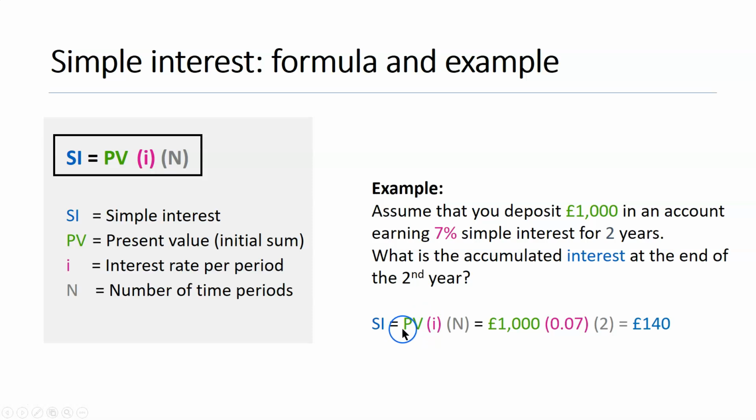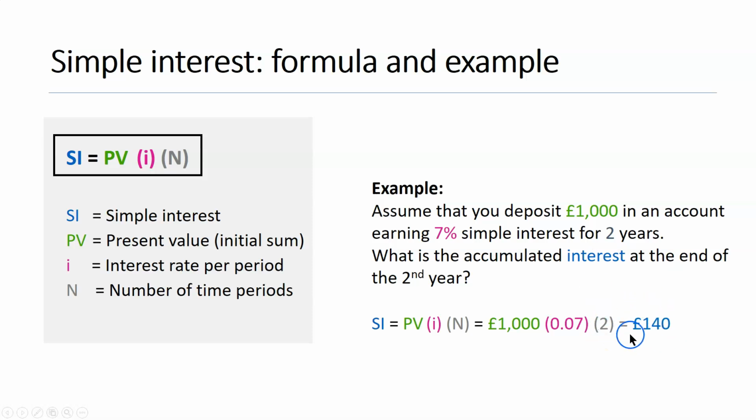Present value, the original sum. We use color coding here so that it's easier for you to keep track, to relate different numbers. Present value of the original sum, initial sum invested, is £1,000. We'll need to multiply this by the interest rate, which is 7%, 0.07, times the number of periods. In this case, it's 2 years times 2.